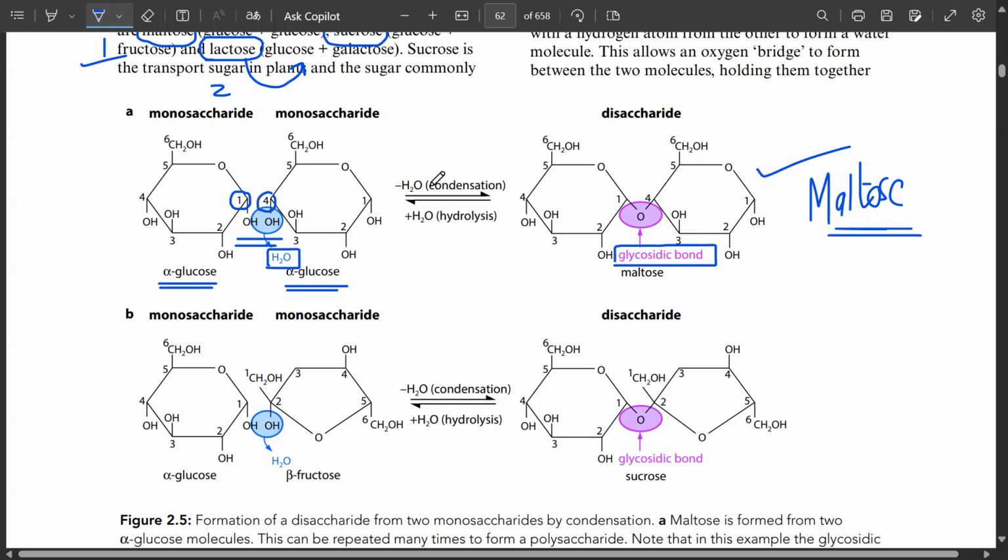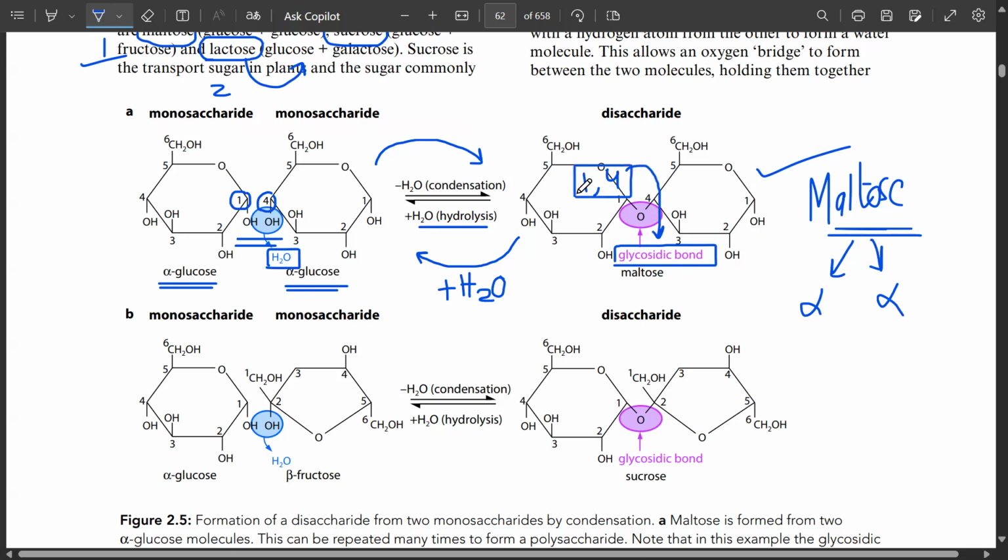Yeah. Good. And this is the most favorite question of the examiner. Now, if you want to go in reverse, to break down, you are going to add water. And adding water is known as hydrolysis. And it's going to break down maltose to give you two alpha glucose molecules. So we call this bond a 1,4 glycosidic bond. Why am I calling it a 1,4 glycosidic bond? Because it's bonded to carbon 1 and carbon 4.